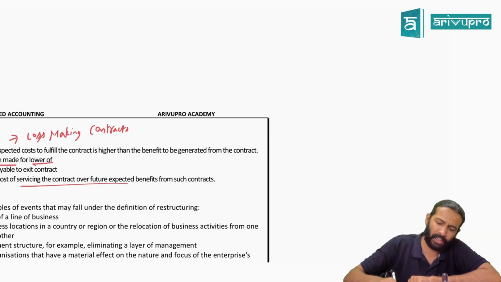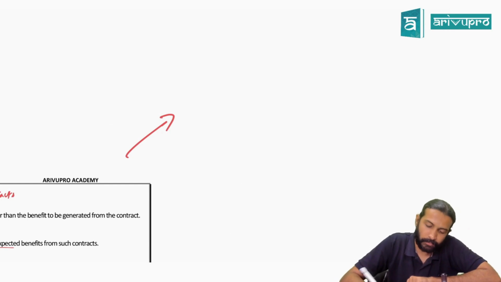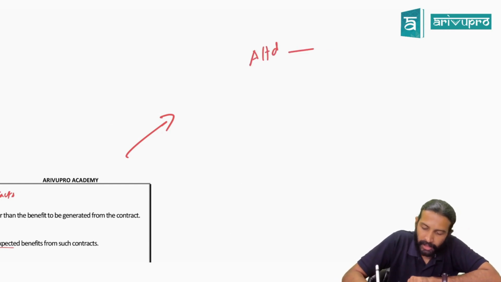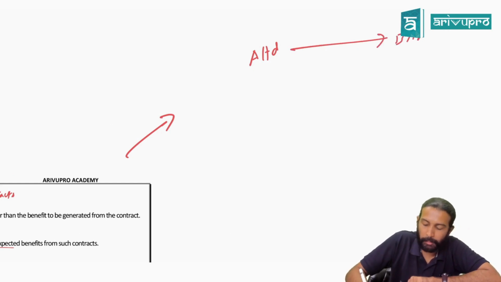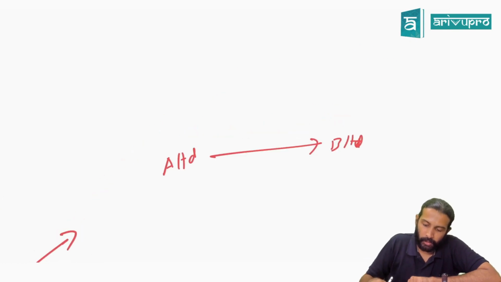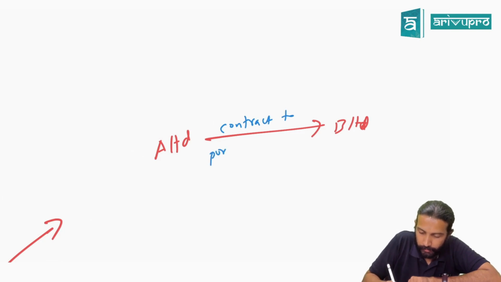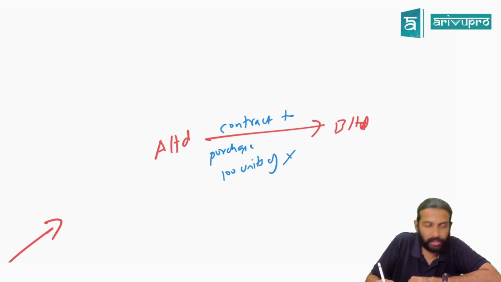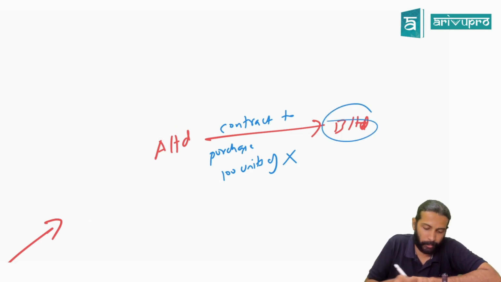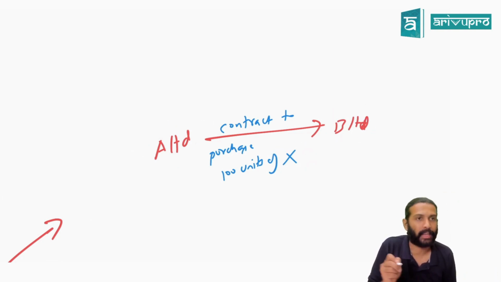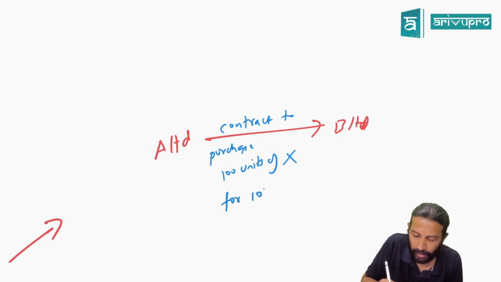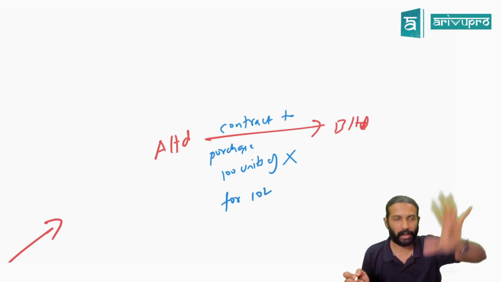Just to get a little more clarity, I'll give you a small example. A Limited has entered into a contract with B Limited to purchase 100 units of one product named X for 10 lakh rupees. This is a contract A Limited and B Limited have entered into.